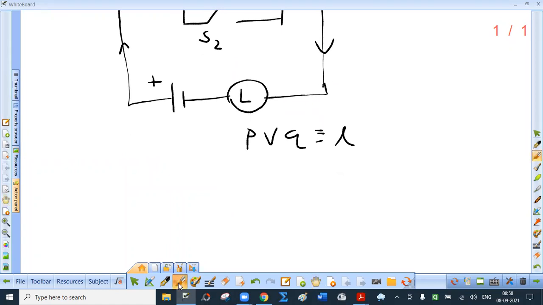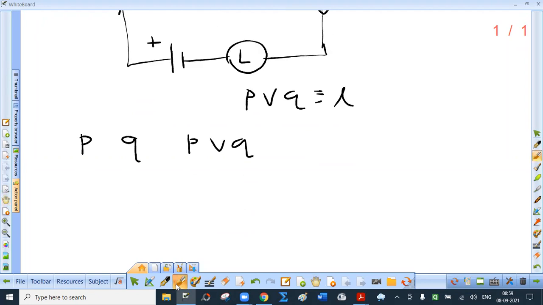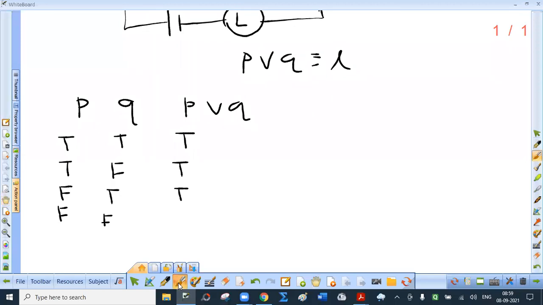Now we prepare switching table. It is also called as an input output table for a connection in parallel. See, switching table, the other name is input output table. See, this corresponds to table for disjunction. So P, Q, P or Q. So we consider entries true, true, false, false. Do not change this order. Then true, false. We know that disjunction is false in only one case. Or in this case, we say that current will not flow when both the switches S1 and S2 are open. If at least one of the two is closed, current definitely flows, right?